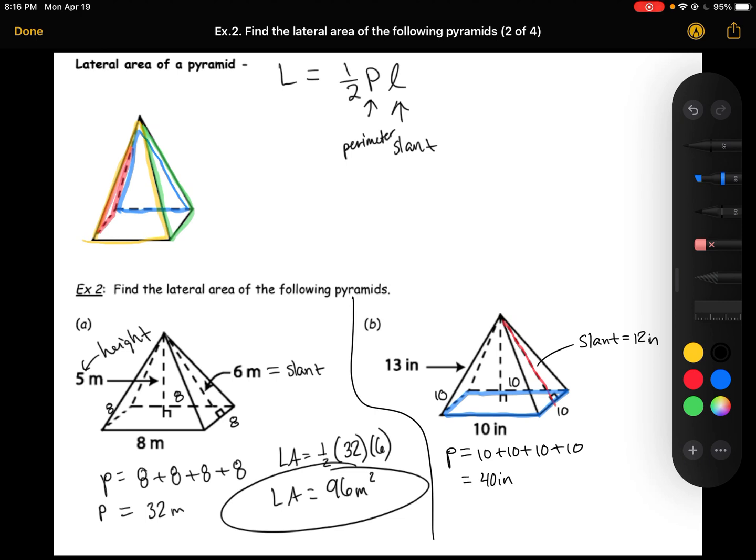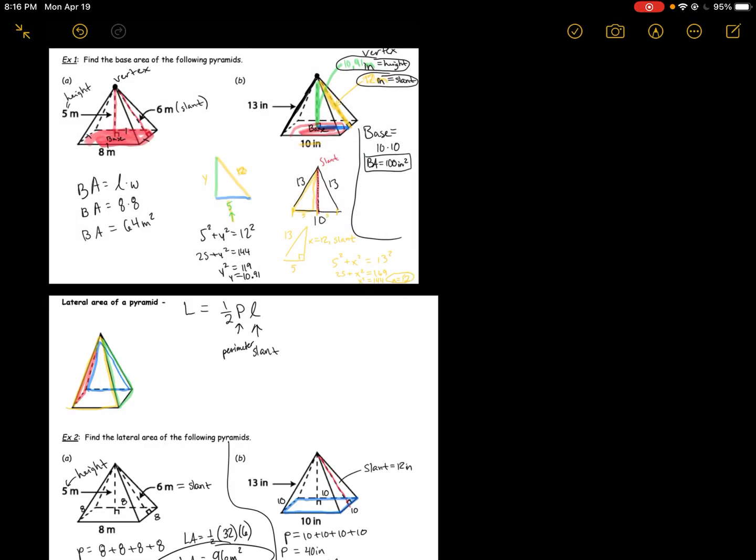each of the sides of our base, and if you're unclear on what we mean by perimeter, it's this side, this side, this side, this side, all the edges of the bottom. So we're going to get an answer here of 40 inches, and then we can plug that into our formula. Lateral area is 1/2 times the perimeter times the slant, or 1/2 times 40 times that slant of 12 that we calculated. So in this case, our lateral area is going to be 40 times 12 times 1/2, or divided by 2. So 240 square inches for lateral area.